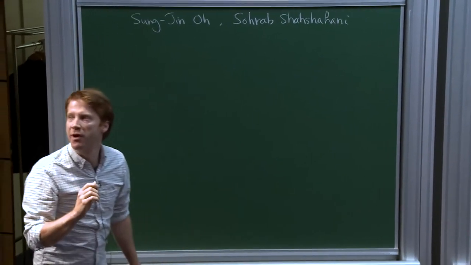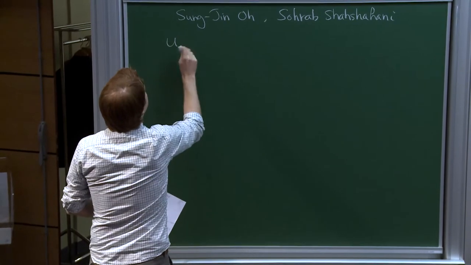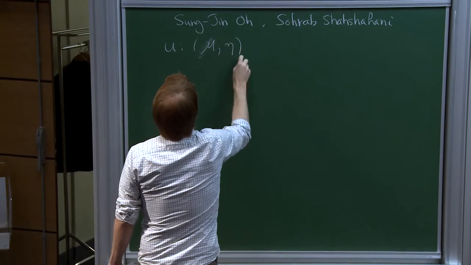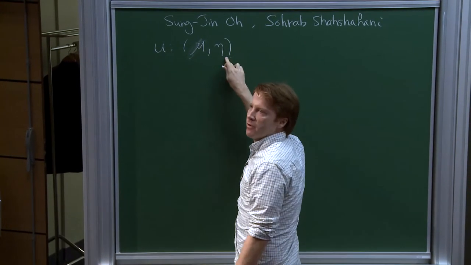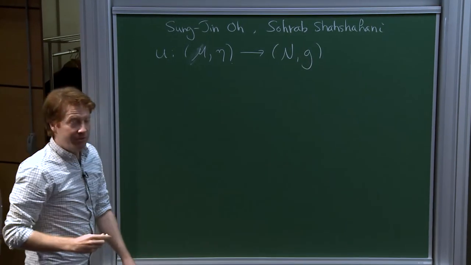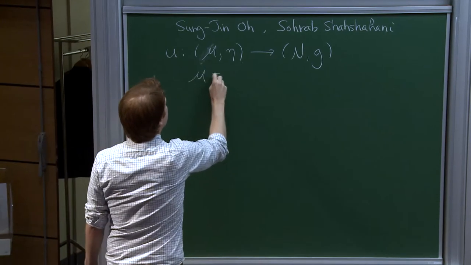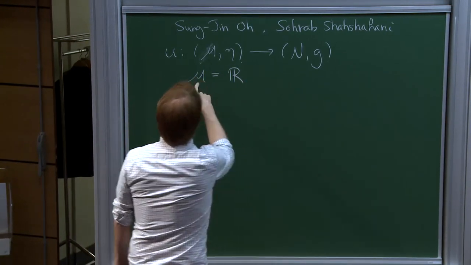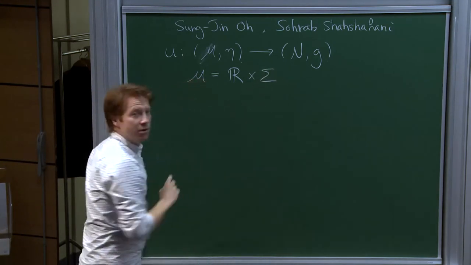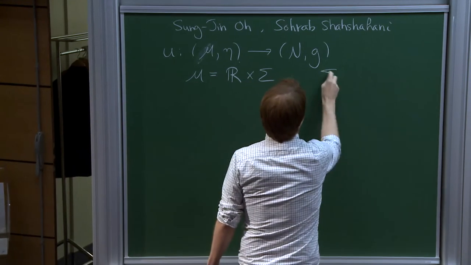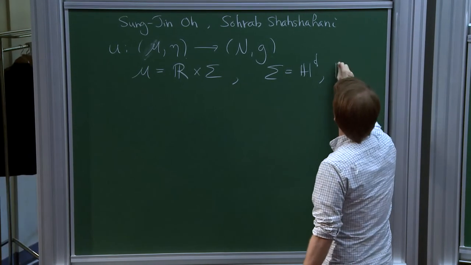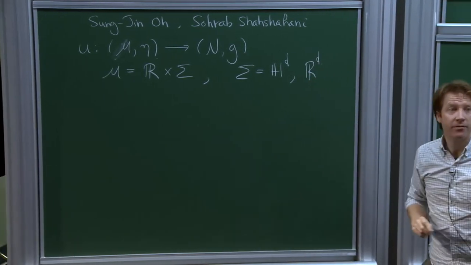I'll start by introducing the wave map equation. Wave maps concern maps U from a Lorentzian manifold M with a Lorentzian metric eta, taking values in a Riemannian manifold N with metric G. In this talk, we'll let M take the product form R cross Sigma, where Sigma is a Riemannian manifold. As I mentioned, we'll focus on the case Sigma equals H^d, and we'll also talk a bit about the case where Sigma is d-dimensional Euclidean space.